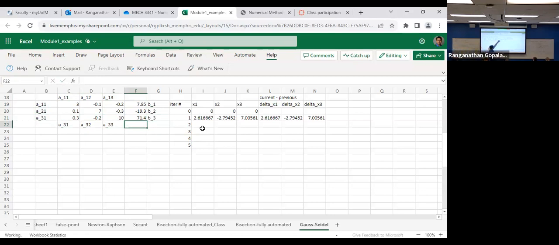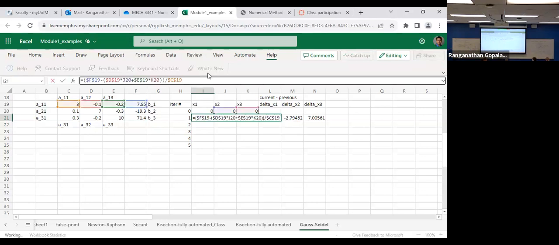Here is my iteration number and my initial guess is 0, 0, 0. That doesn't have to be the guess all the time, but it's a good guess for this problem. First iteration, if you go into this box here, I'll give you time, and this file will be posted.